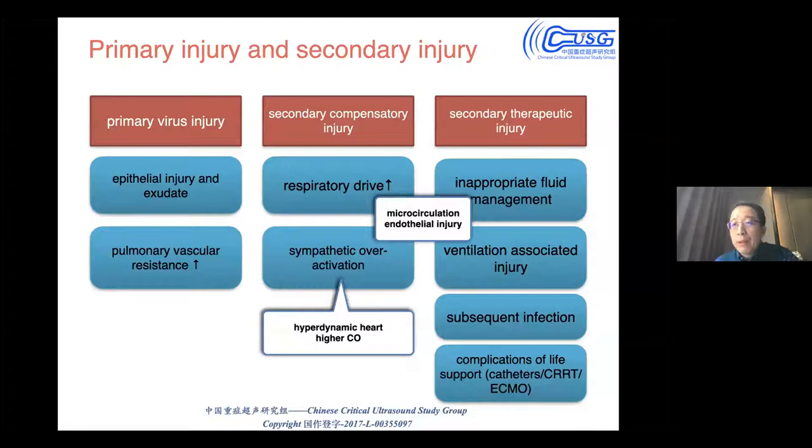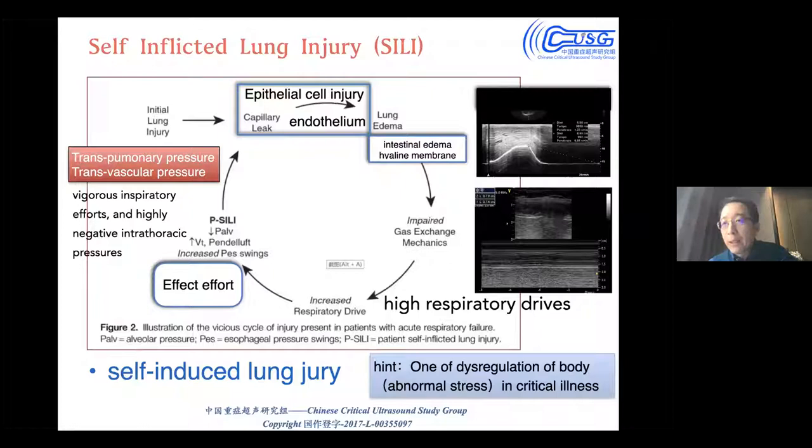Especially we will pay more attention to the secondary compensatory injury. It has a very special point. The respiratory drive becomes stronger and stronger, and in combination with sympathetic overactivation, you can see lots of respiratory effort, and then microcirculation endothelial injury, and then you can see a hyperdynamic heart, higher CO, and the patient gets a severe secondary injury of the lung. It's a key point. As this slide tells us, self-inflicted lung injury plays an important role in the lung injury of COVID-19 patients, pneumonia, and then ARDS.